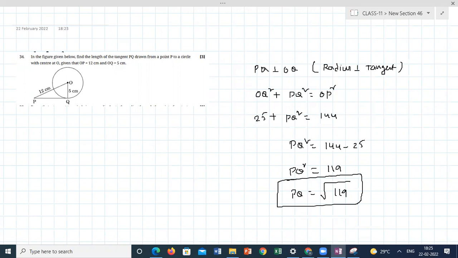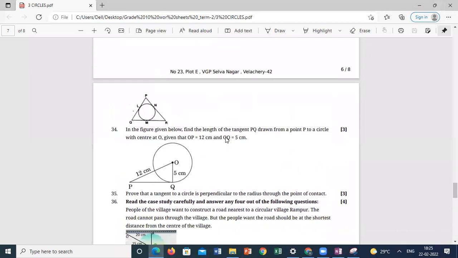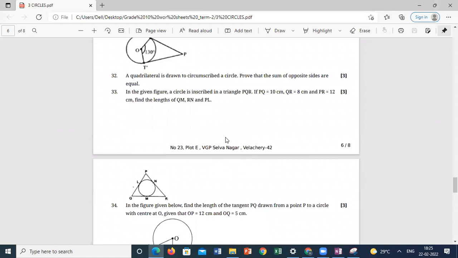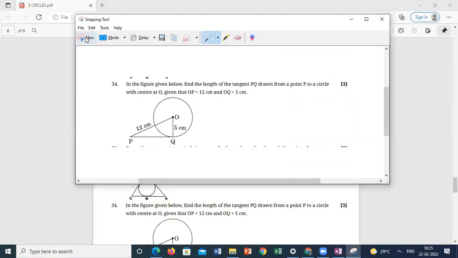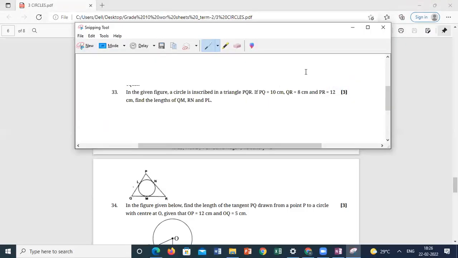Next question. How to solve the question number 33? I will paste the question. Meanwhile, let me know how to solve the question number 33.